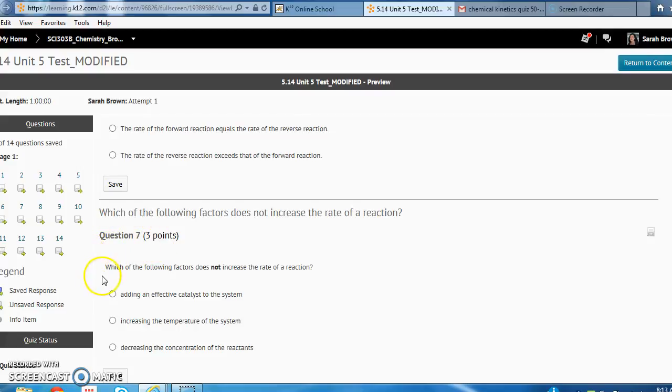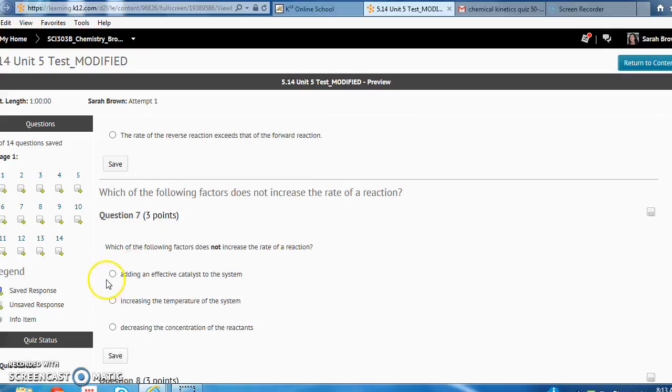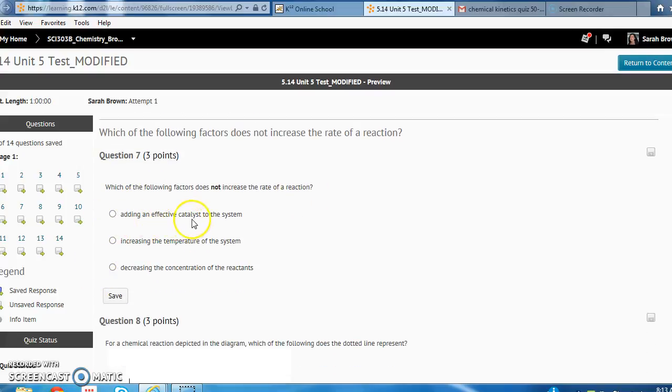Question 7. Which of the following factors does not increase the rate of a reaction? Adding an effective catalyst to the system, increasing the temperature of the system, or decreasing the concentration of the reactants. Be careful to make sure you see that it says does not increase.